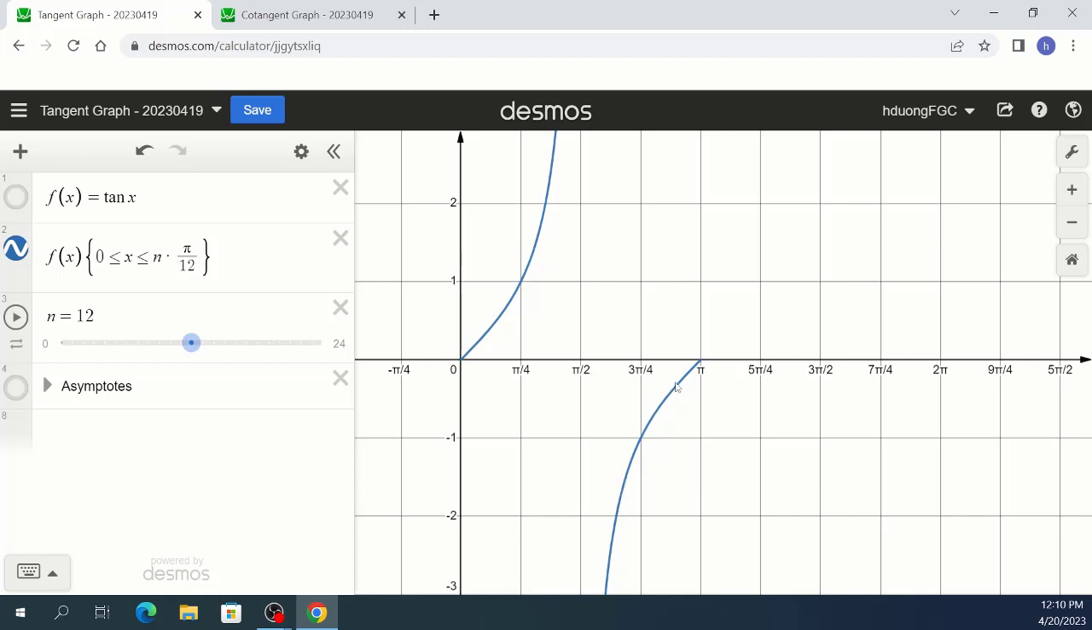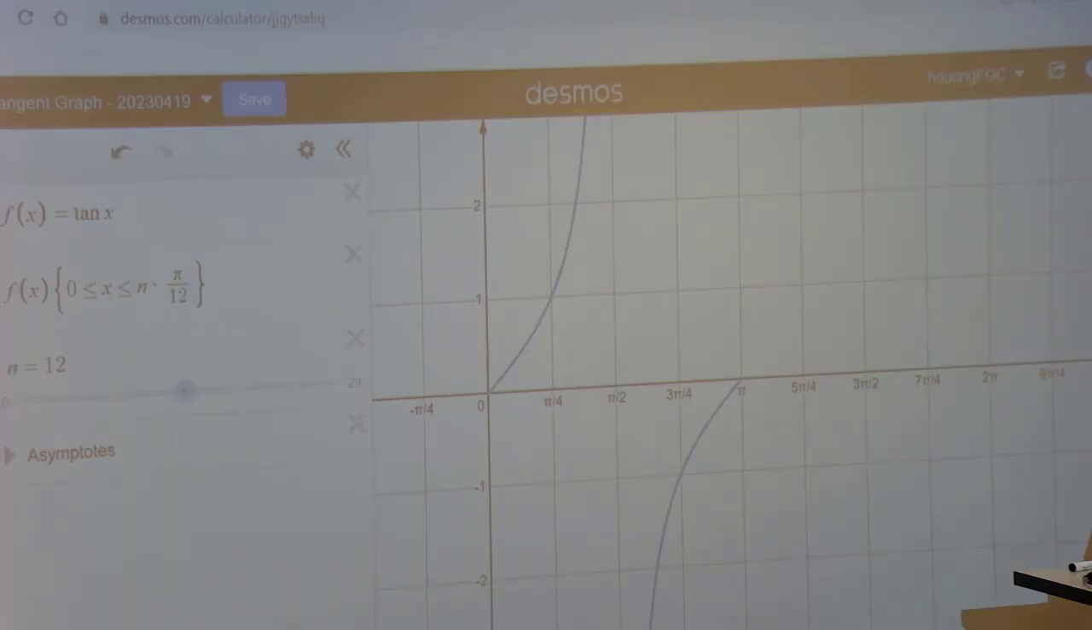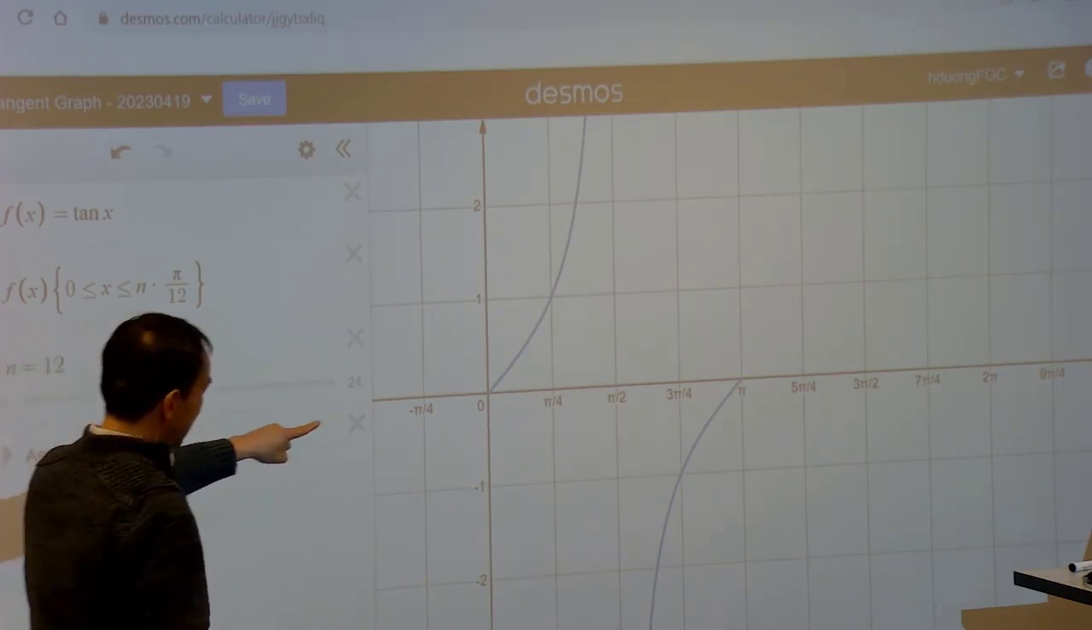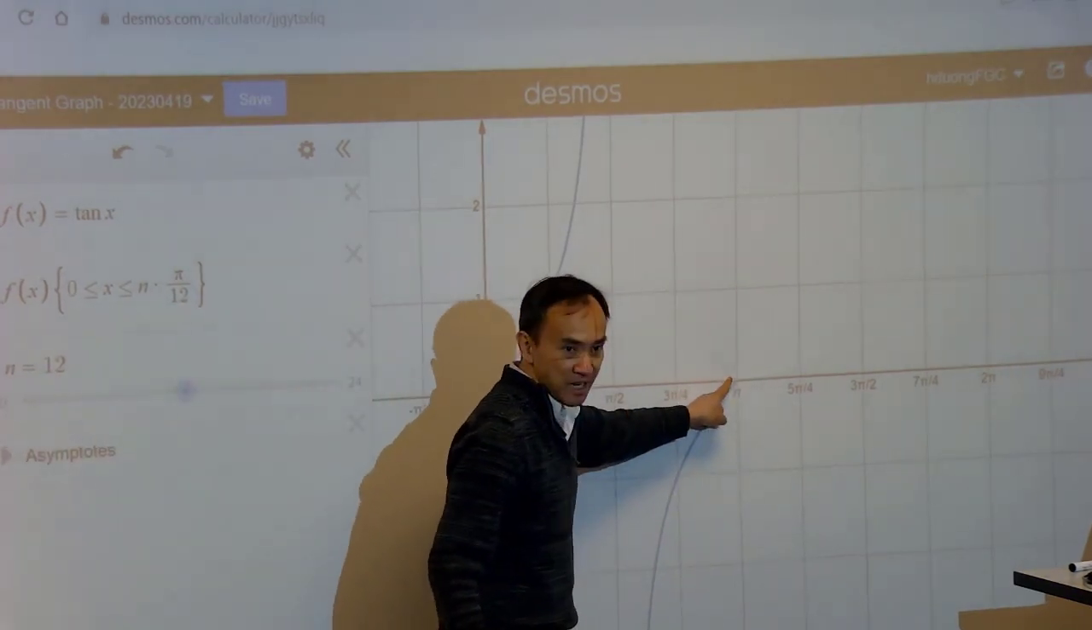Okay, and now I didn't put the value pi on the table of values earlier, but you guys can quickly confirm it. What's tangent of pi? It's 0, right? That's why it hits right back at pi right there.